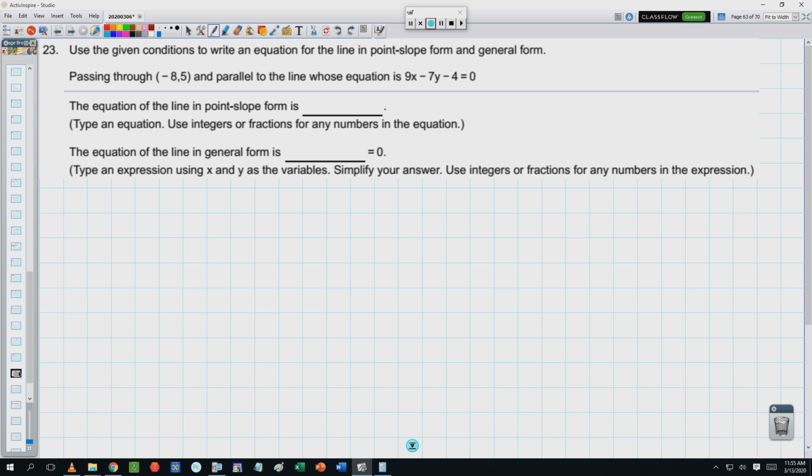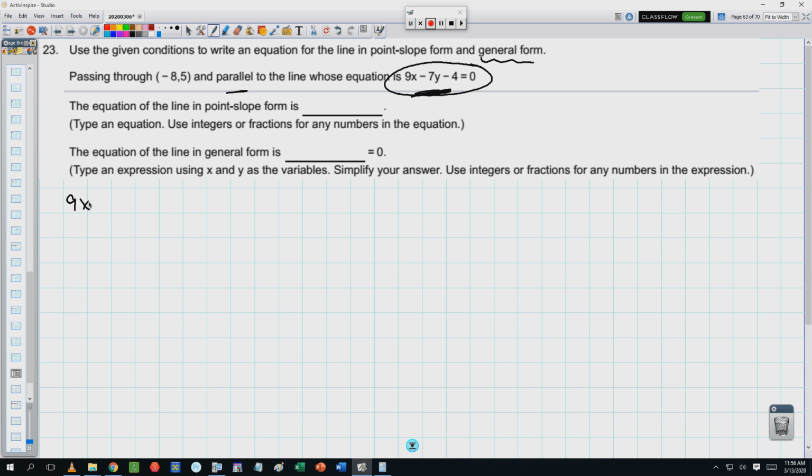23. Use the given conditions to write an equation for the line in point slope form and in general form. This is considered general form. We have everything on one side, and you really want to keep that x coefficient positive. So passing through and parallel. So I need to know the slope of this little fellow right here.